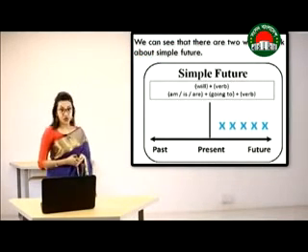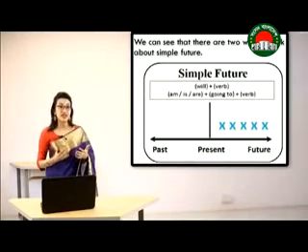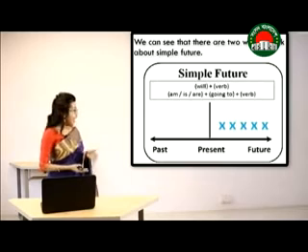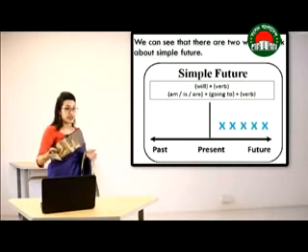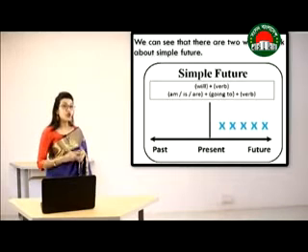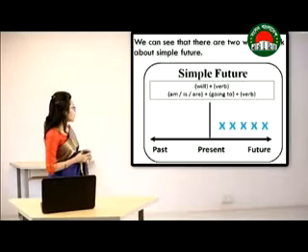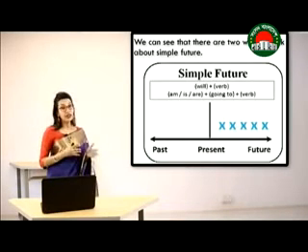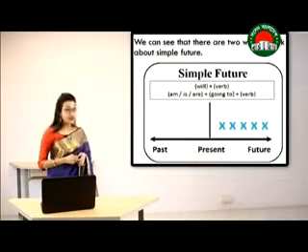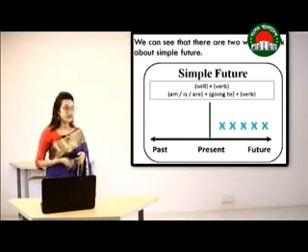So you can see a picture here. Here you can see some crosses. The crosses are referring to the events that are going to happen in the future. And as you can see, it is happening after the present time. So basically, there are two ways to use simple future tense. We can see that there are two ways to talk about simple future. One is using will plus verb, and the other one is using am, is, are, plus going to, and then the verb.